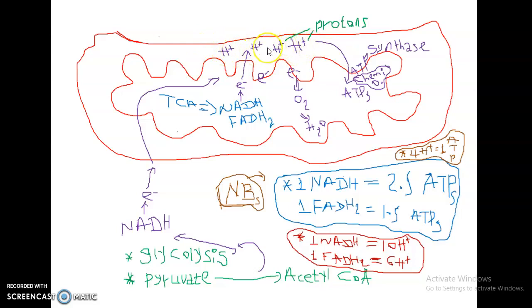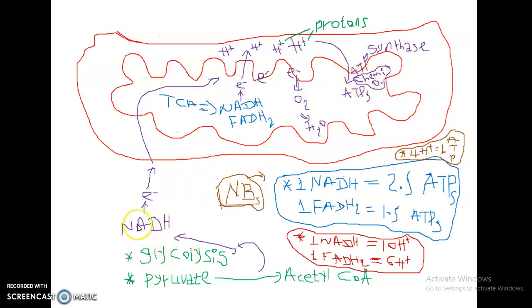Then there will be a gradient between the intermembrane space and the matrix. Then what will happen? These protons will come back into the matrix. This is through which the ATP will be made. The movement of these protons is through a protein, which is also an enzyme, called ATP synthase. Therefore, there will be making of ATP in this process that we call chemiosmosis.